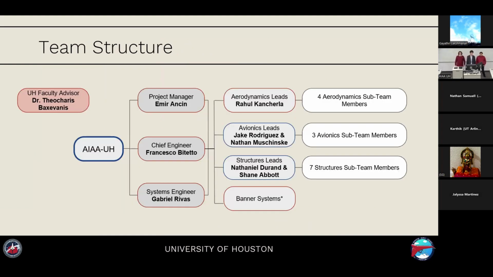Here's our team structure. We are one of the two competitive project teams of rocketry. This year we have 3 sub-teams. Those are aerodynamics, avionics, and structures. Our payload sub-team is called banner system this year, and it is the mechanical engineering capstone team, which we'll get to in a bit.